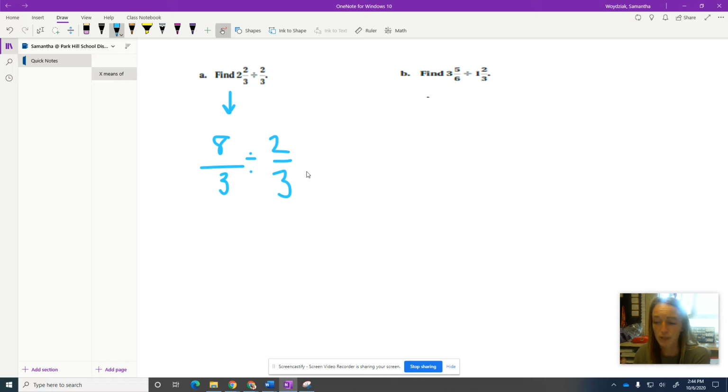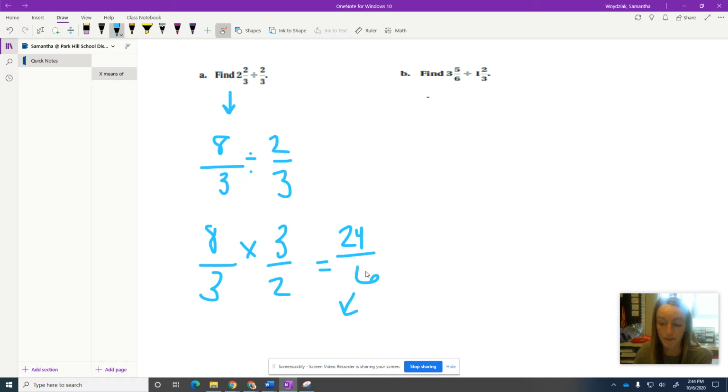So now we're back to where we just were in 2.2, where we're going to multiply by the reciprocal. So I keep 8/3 and I make 2/3 into 3/2 because I'm making its reciprocal. And when I do that, I have 8 times 3, which is 24, and 3 times 2, which is 6. Well, this is a really good one because I'm doing 24 divided by 6.